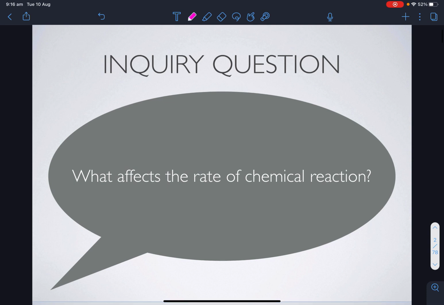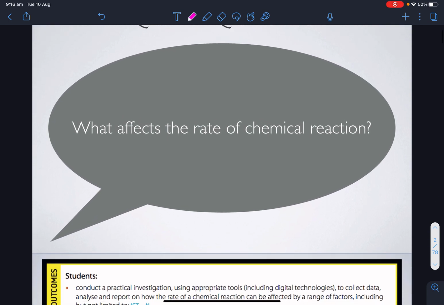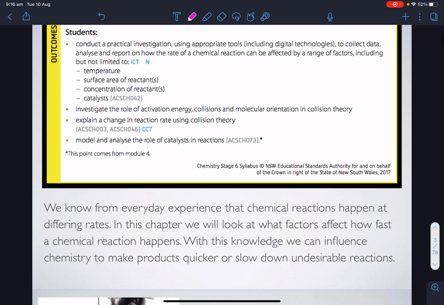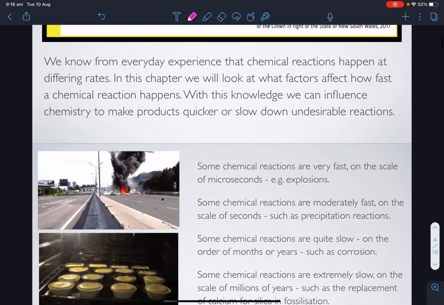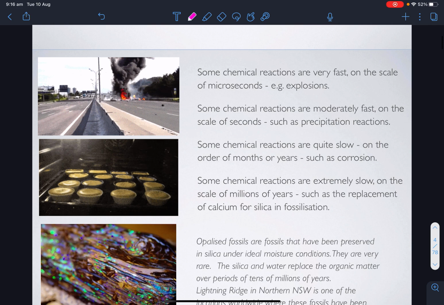What affects the rate of chemical reaction? Okay, so first we're going to have to talk about speed and the range.